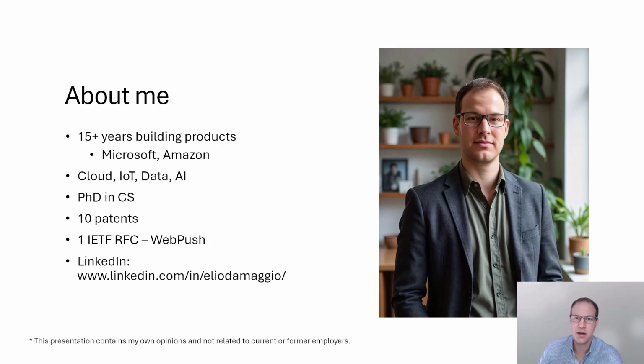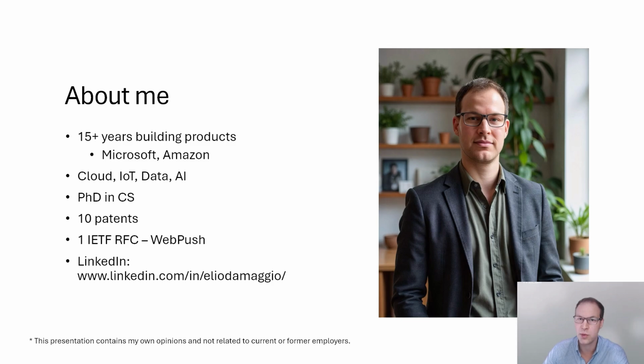Before we get to that, though, let me tell you a little bit about me. My name is Elio Damaggio, and I've been building products in cloud, IoT, data, and AI for the last 15 years, all of them in Microsoft and AWS, where I'm currently head of product in the agentic code transformation space. I have a strong tech background. I hold a PhD in computer science and a past life as a software developer. I authored a few patents and an RFC standard for the web push protocol. So if you're receiving notifications in your browser, it's a little bit of my fault as well. You can reach me through my LinkedIn page as reported on the slide. And also, I have to say that this presentation only reports my opinions and is not related to my current or former employers.